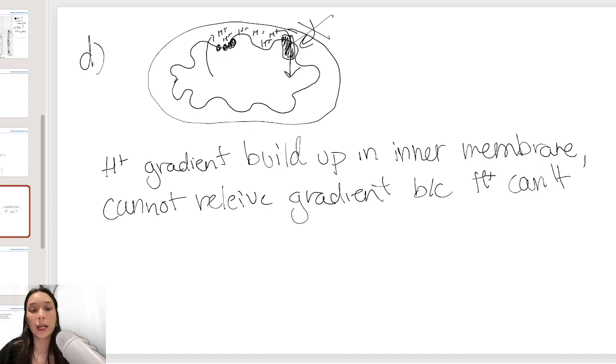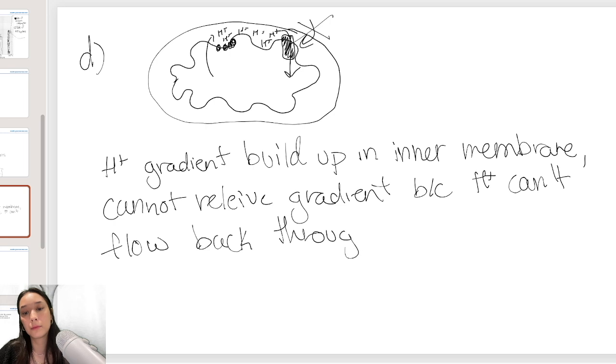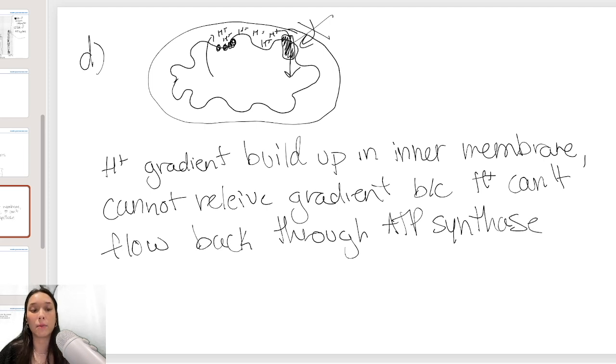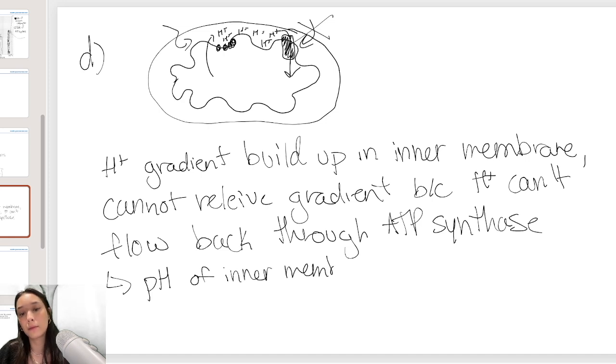The H+ can't flow back through the ATP synthase. So that would cause a couple things to happen. They would have probably accepted any of these. So the pH of the inner mitochondrial membrane would decrease. They're asking you more so for the proton gradient.